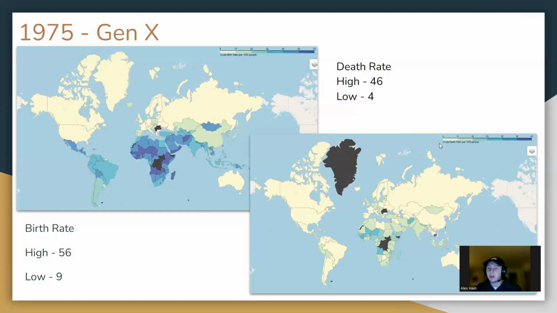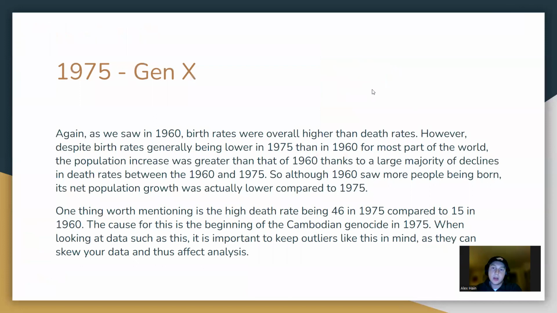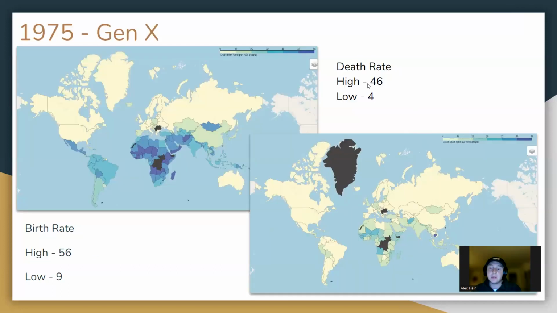And it really alters the scale and skews the data. It's such an outlier, at a high death rate of 46 per 1,000, which is very high. And so that can skew your data.